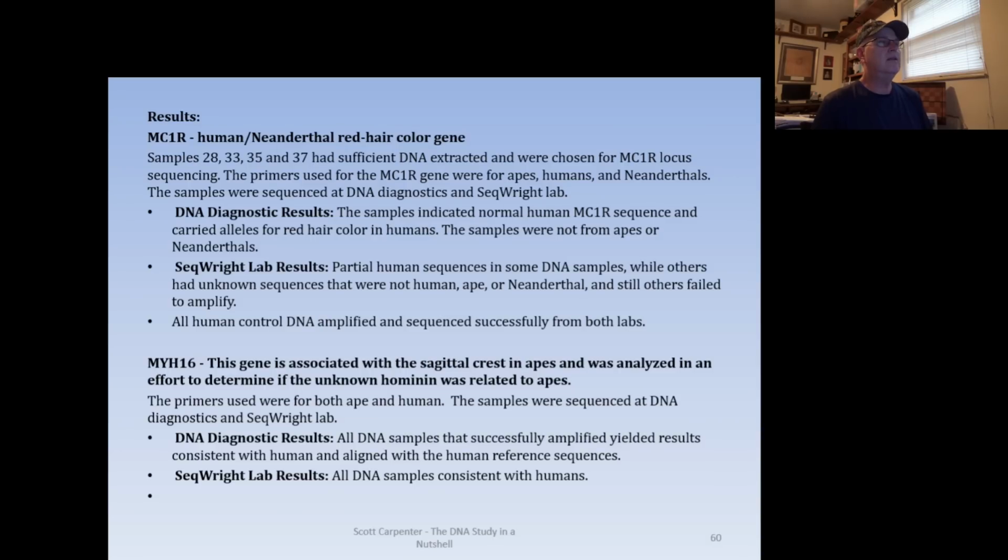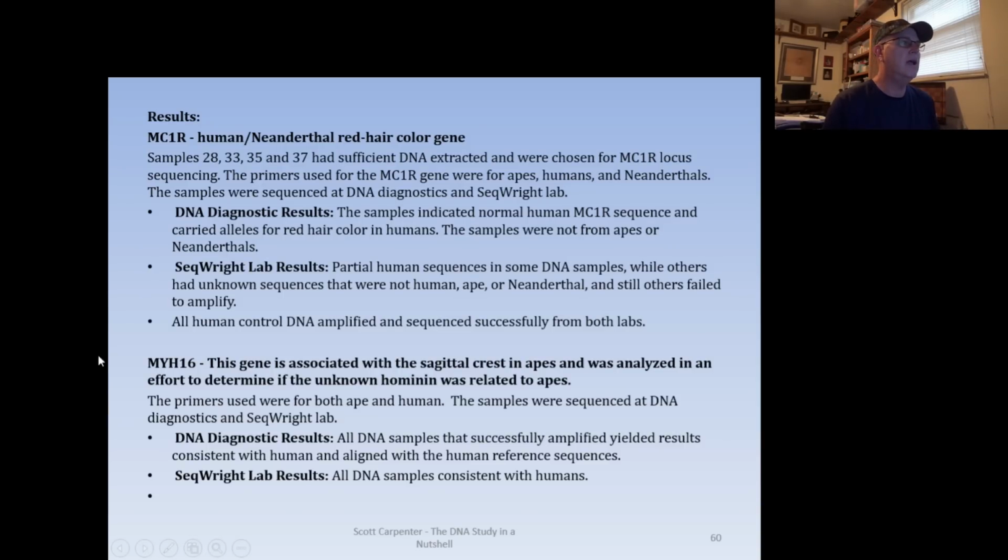At DNA Diagnostics, the samples indicated a normal human MC1R sequence and carried alleles for the red hair color in humans. The samples were not from apes or Neanderthals. In other words, they amplified using the human primers, but they did not amplify using ape or Neanderthal primers. That's from the DNA Diagnostics Lab.